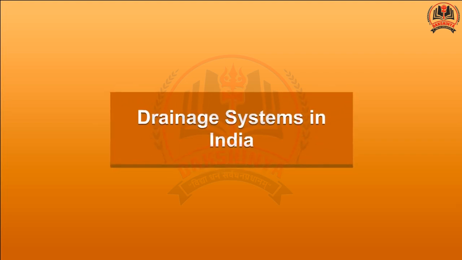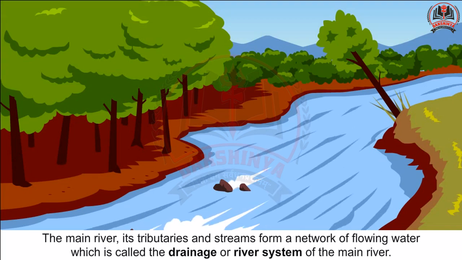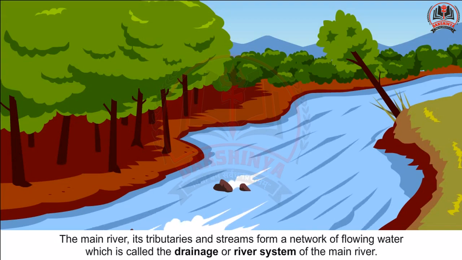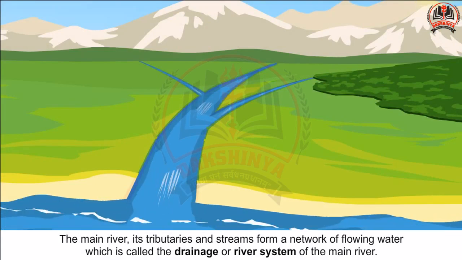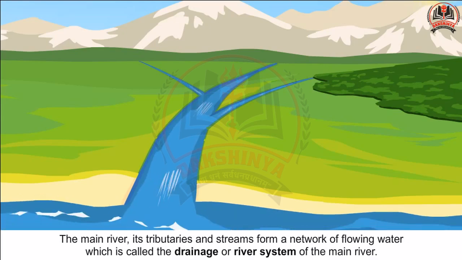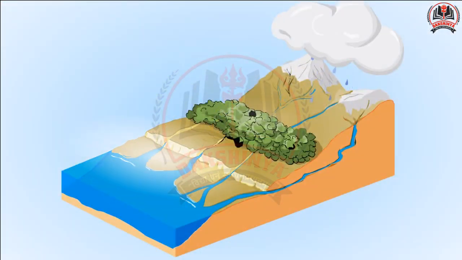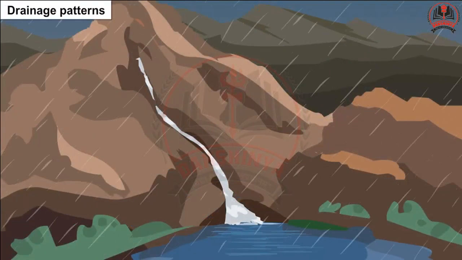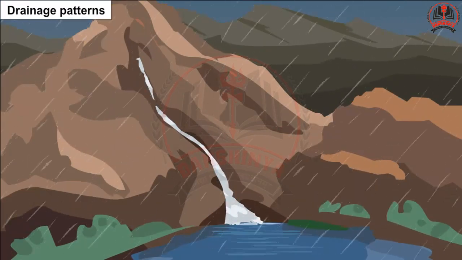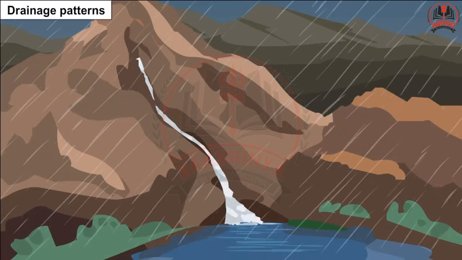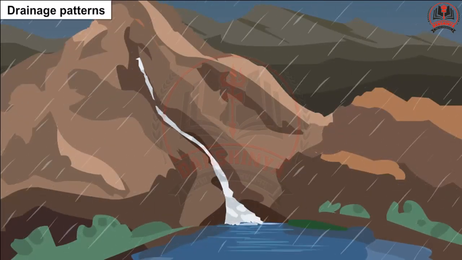Drainage systems in India. The main river, its tributaries and streams form a network of flowing water, which is called the drainage or river system of the main river. An area drained by a single river system is called its drainage basin. Drainage patterns. Depending on the slope of the land, rock structure beneath and the climatic conditions of an area, 4 different kinds of drainage patterns are formed.